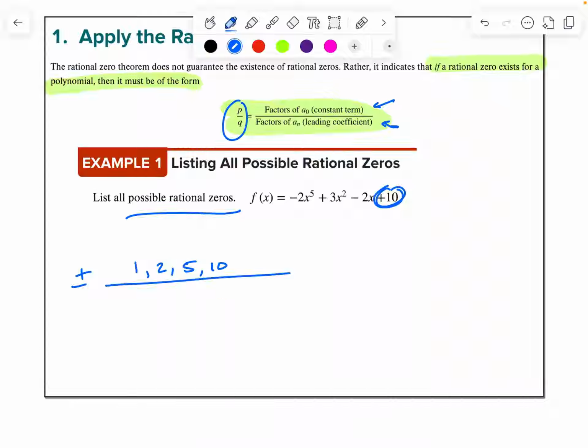Over factors of the leading coefficient. So that's that negative 2 right there. What are all the factors of negative 2? Again, I have the plus or minus, so I'm already taking into account the positive, the negative. But numbers that will divide 2 are 1 and 2. And now I'm just going to try and make every single combination that I can, plus or minus. So 1 over 1, that's a combination I could have, 1. I could have 1 over 2. That's one of the combinations. So 1, 1/2. I could have 2 over 1.